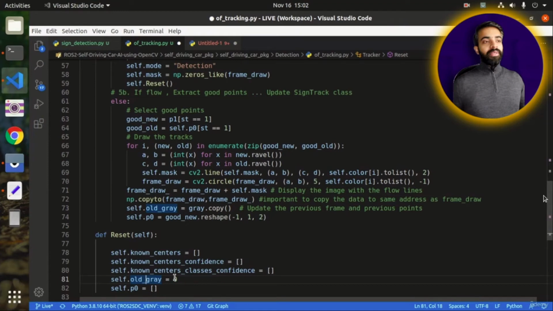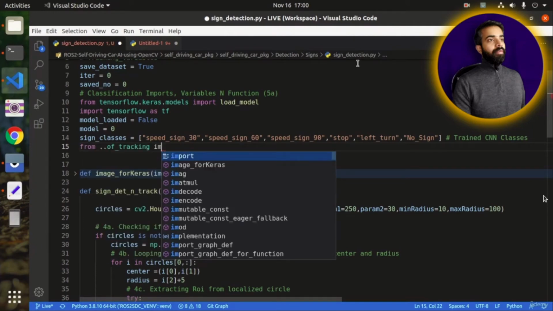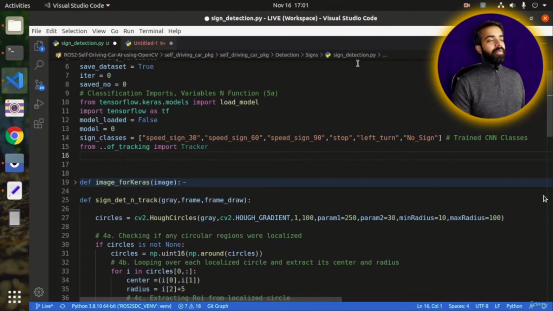Let's import it inside the sign detection module. So what we do is simply write from optical flow tracking import Tracker. Once we have imported the tracker class, we simply create its object by writing signTracker is equal to Tracker brackets.